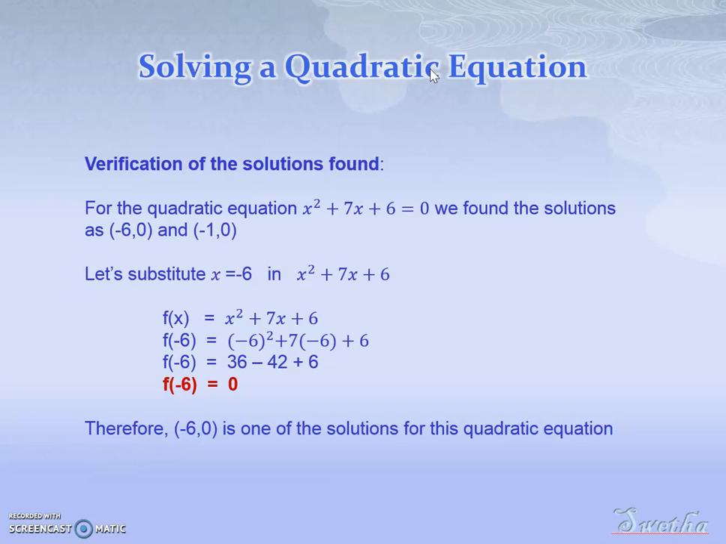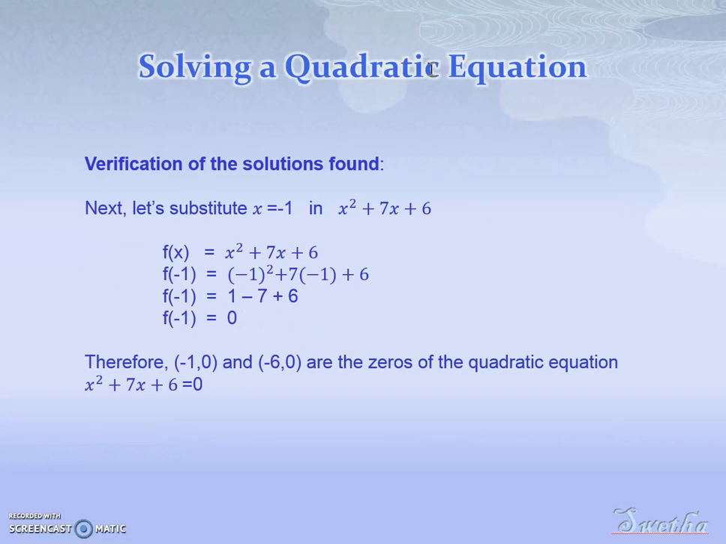To verify the solutions that I found, again, I would do the same process as I did before. I would plug in negative 6 as the x into the equation, and as a solution I would get 0, so since this agrees with my solution, I would get negative 6, 0 as one of the solutions. For the next solution, I would do the same thing and plug in the x value that I got, which was negative 1, into the equation, and I would get 0 in the end, which means that negative 1, 0 and negative 6, 0 are the zeros of this quadratic equation.